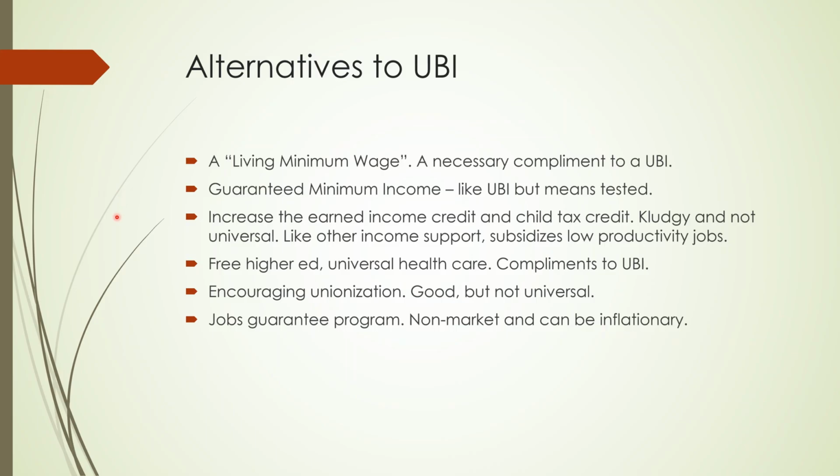Increase the earned income credit and child tax credit. Kludgy and not universal. Like other income support, subsidizes low productivity jobs. Free higher ed, universal health care, these are complements to the universal basic income. They spread productivity gains out.